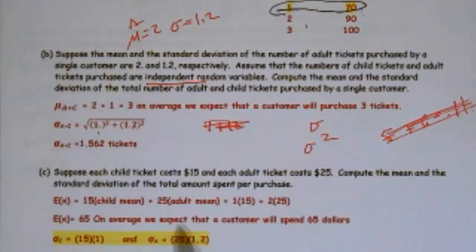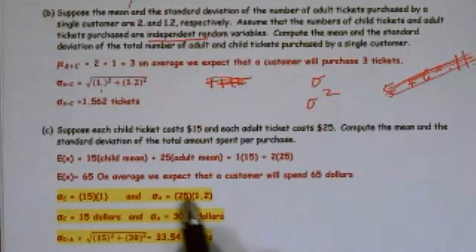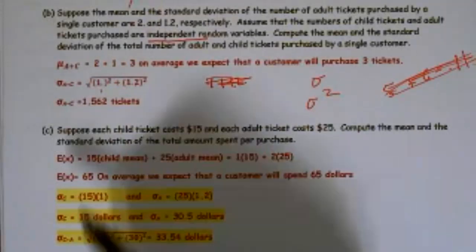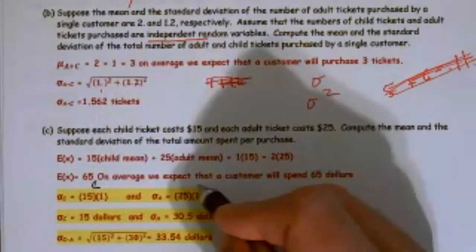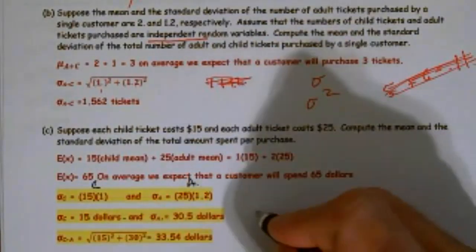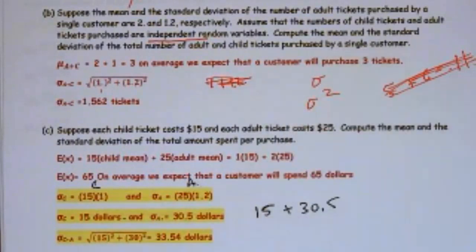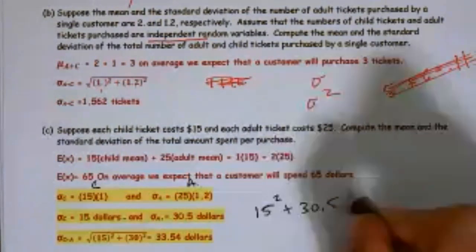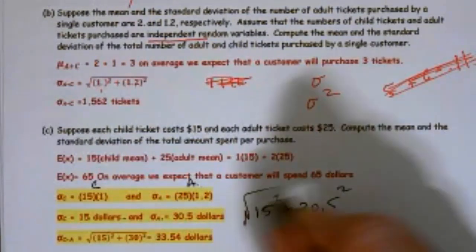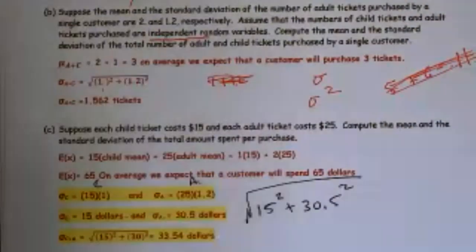But the standard deviation is a little more challenging. Once again, we can multiply directly. So 15 times 1 and 25 times the 1.2. This was for the child, and this is for the adult. So we can do that. We end up with $15 and 30. And so we want to go 15 plus 30 to combine our standard deviations. But to do that, I have to square them and take the square root of them. So I end up with that value of 33.54.